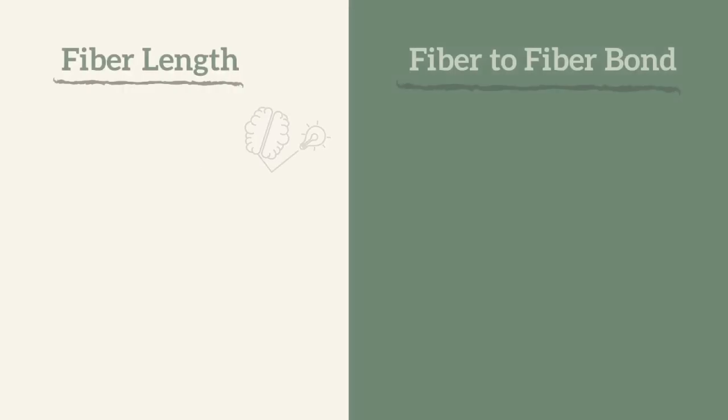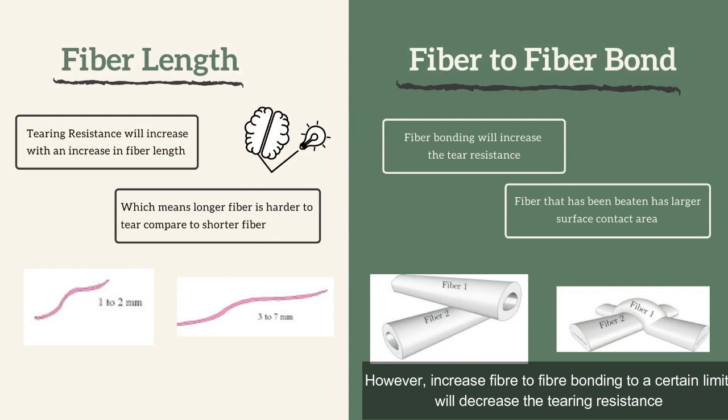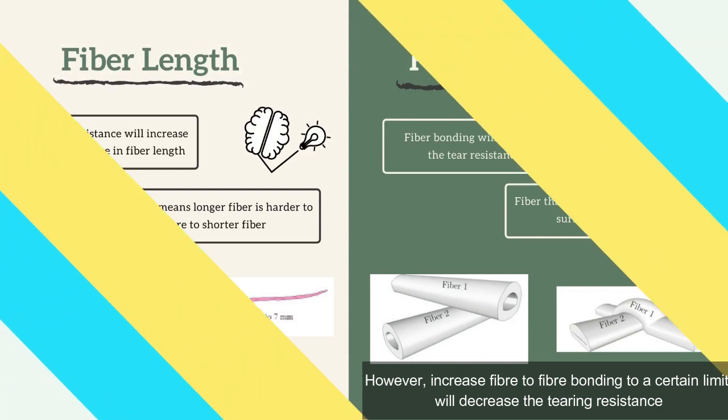For fiber length, tearing resistance will increase with an increase in fiber length, which means longer fiber is harder to tear compared to shorter one. For fiber to fiber bond, fiber bonding will increase the tearing resistance of paper because fiber that has been beaten has larger surface contact area compared to unbeaten fiber.